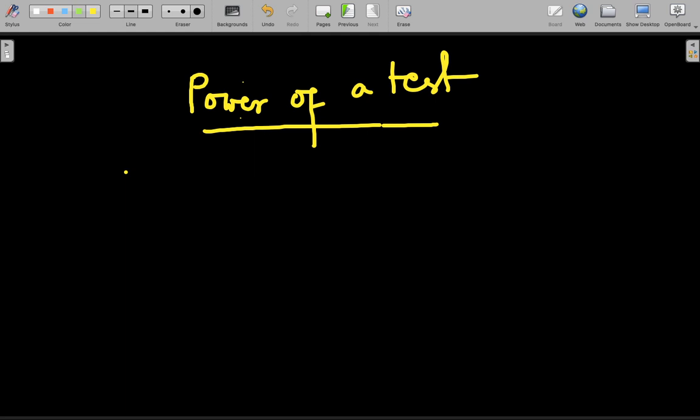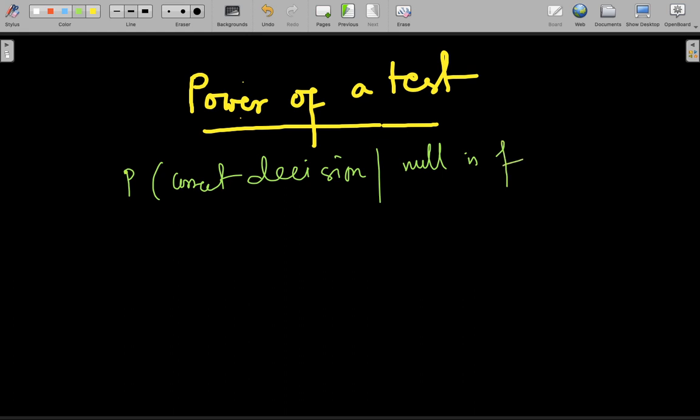Now, power of a test is a concept that is very important when it comes to hypothesis testing, and we need to decide whether to accept or reject the null hypothesis. Power of a test could be conceived as the probability of making a correct decision when your null is false.